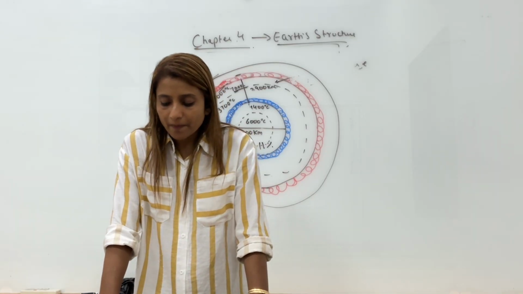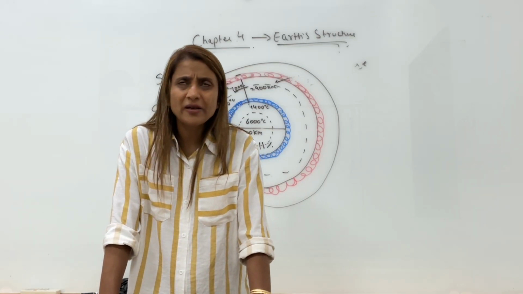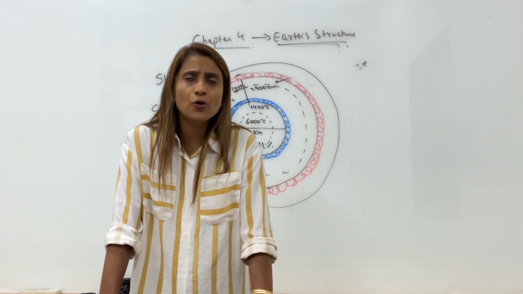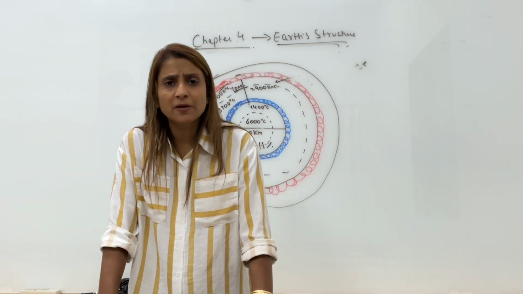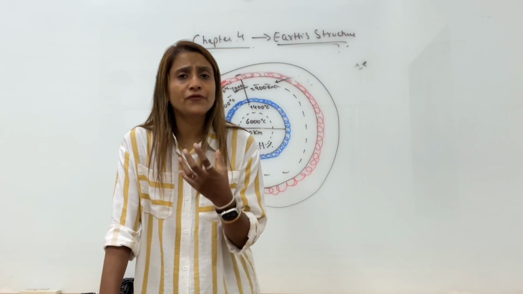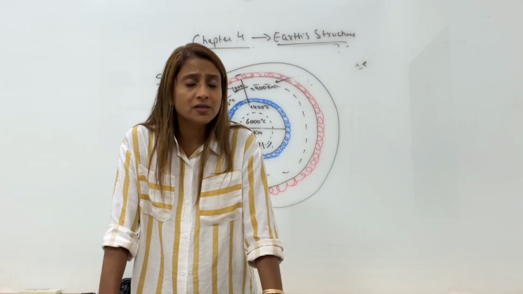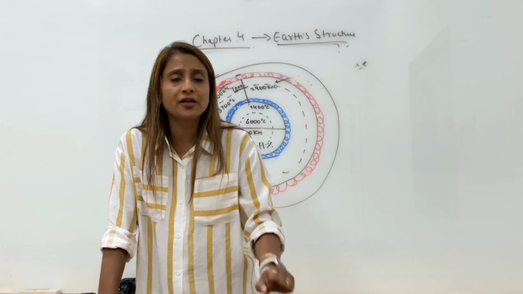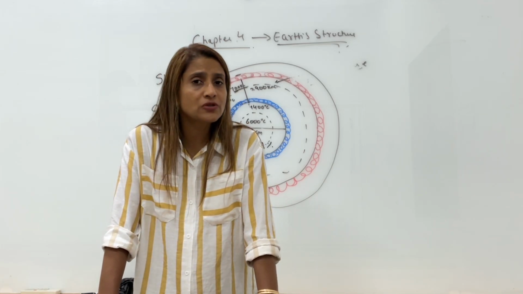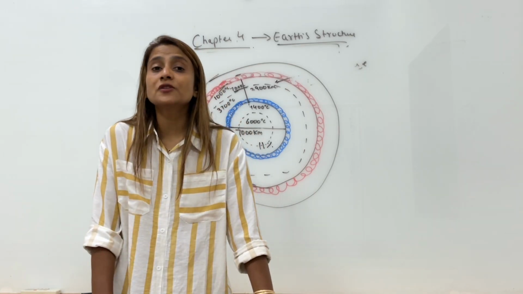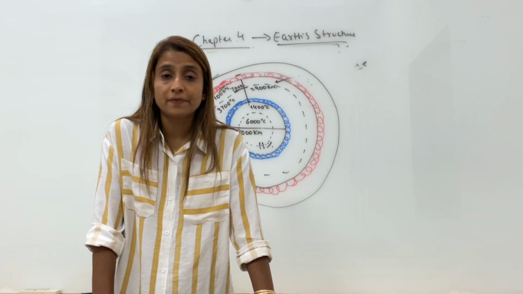Because so many changes are continuously happening, because of the forces of nature like wind and water, the lithosphere is called very, very fragile. It's a very important give-reason question: why is the thickness of lithosphere very fragile? Because of the continuous changes and because of the various forces of nature operating.